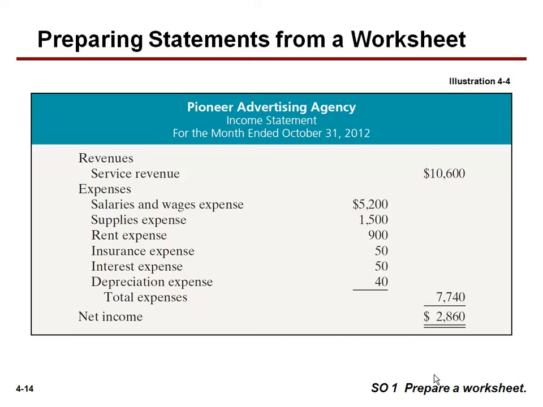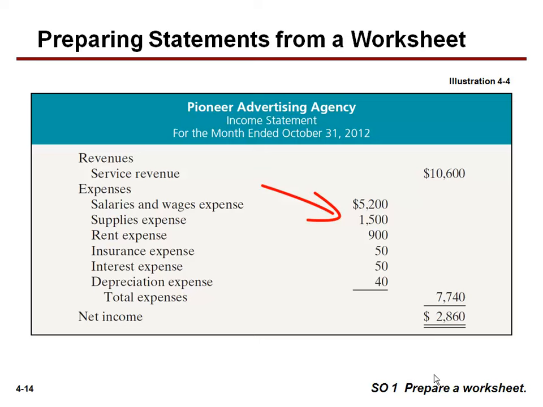This illustration shows a formal income statement as developed from the worksheet. We developed income statements before. They're simply a report. They're not a journal entry. We're simply reporting our earned revenues, $10,600, highlighting them in the right-hand side of our report here, listing all our individual expenses, which total $7,740.